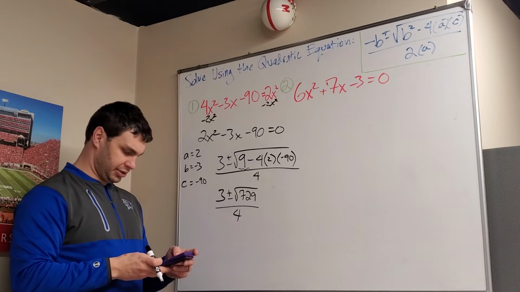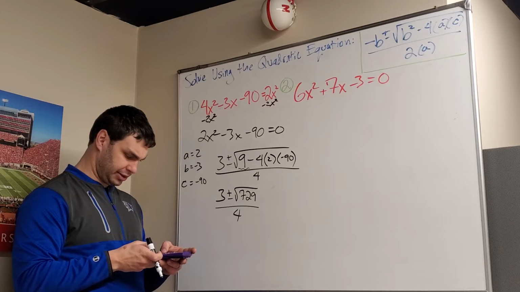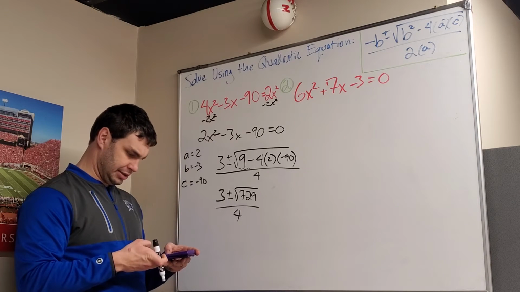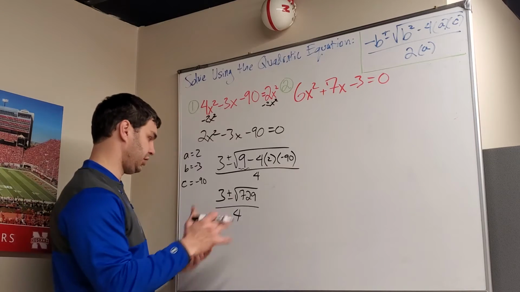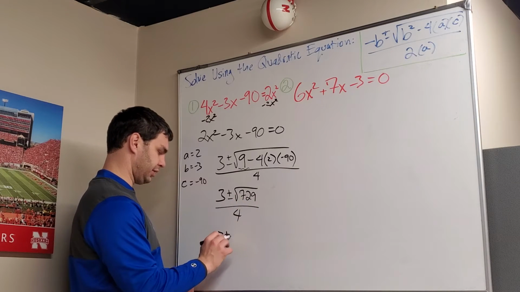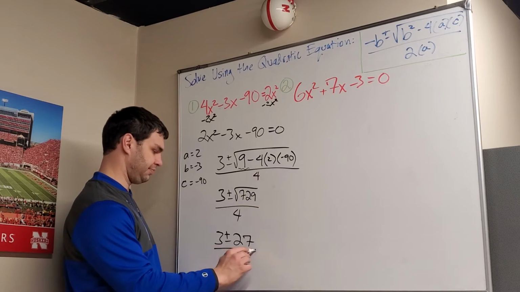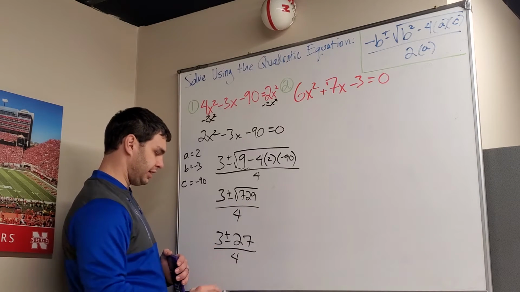What is the square root of 729? Does that work out nicely? Probably not. 729. Hey, it does. It is 27. So there you go. We get 3 plus or minus 27, since 27 is the square root of 729. Did not know that. Divided by 4.